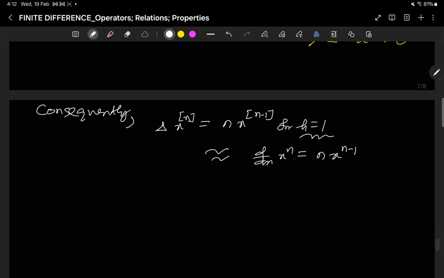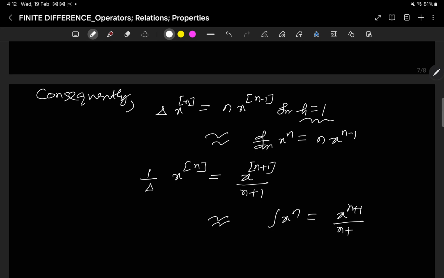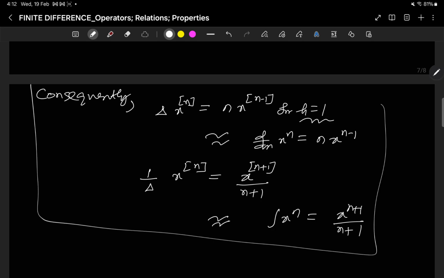It is resemblance to that. Accordingly, if I ask 1 by del of x to the power n factorial polynomial, this will be x to the power n plus 1 by n plus 1. So now, is it not resemblance to the integral of x to the power n, which is x to the power n plus 1 by n plus 1? So you should remember it.